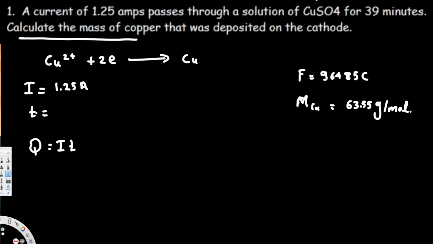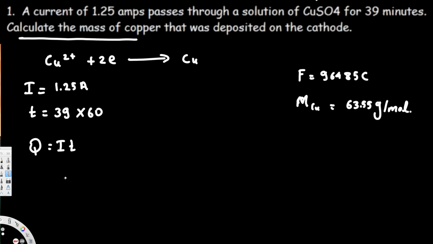Now let's look at the time first. We have to convert this into seconds. To convert 39 minutes, we have to multiply by 60 because each minute has 60 seconds. So we multiply this one by 60, and let's plug in the equations.